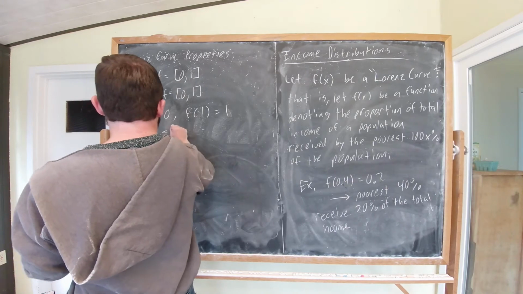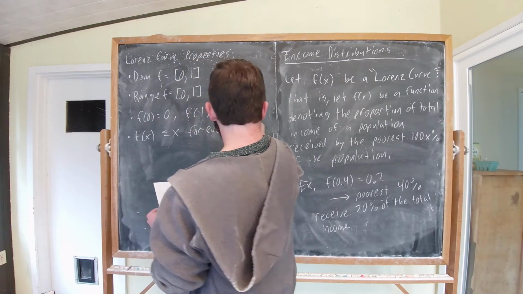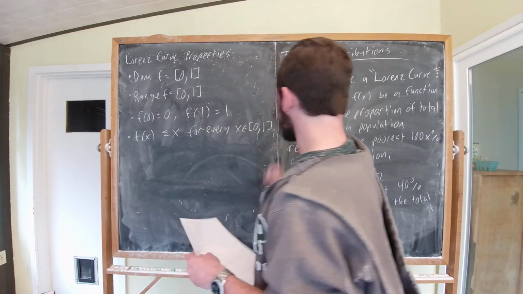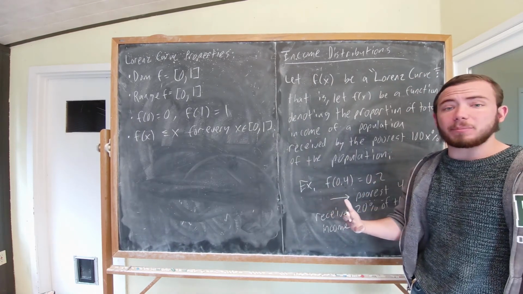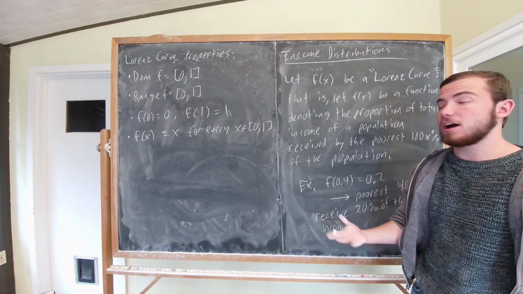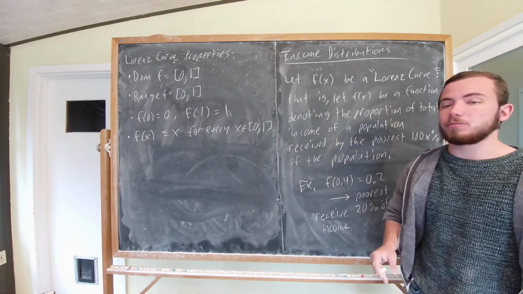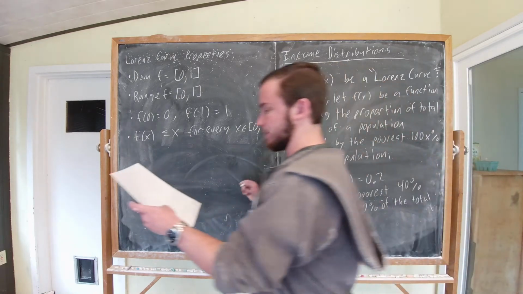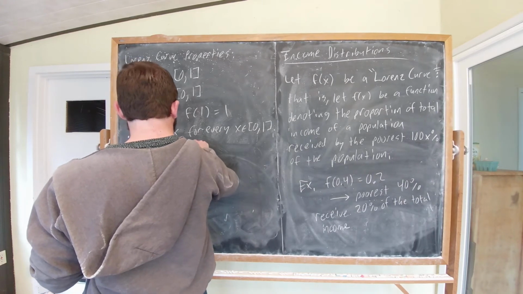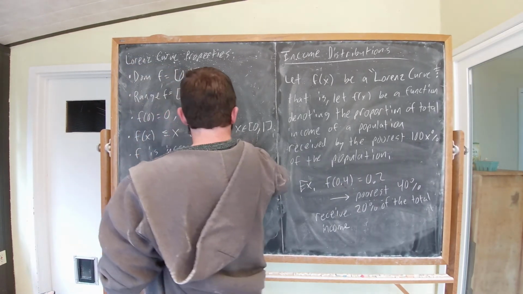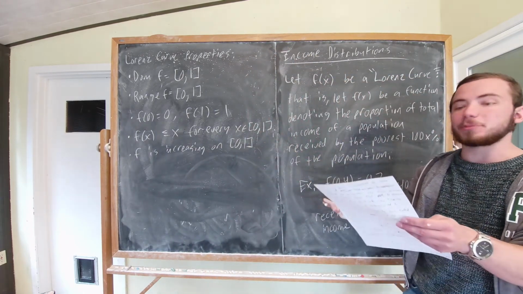Next, f of x is going to be less than or equal to x for every x in the domain. Okay, why is that? Well, because if the poorest, say, 50% of the population had more than 50% of wealth, then they wouldn't be the poorest 50% of the population. So we get this property. f of x is less than or equal to x for everything in the interval. And finally, f is increasing on 0 to 1, which makes sense, right? You can't have more people and suddenly have less money held between them.